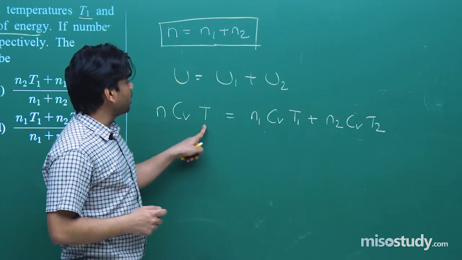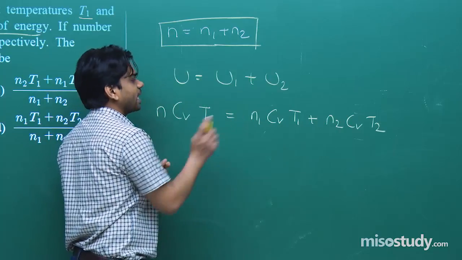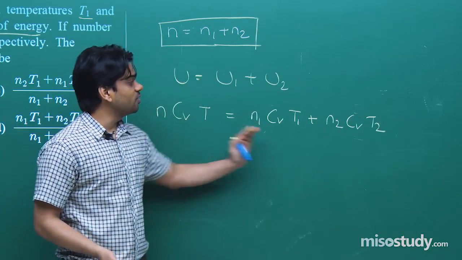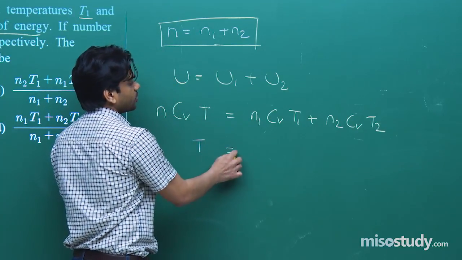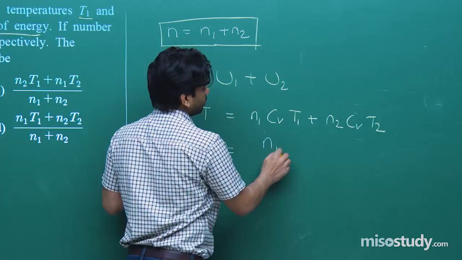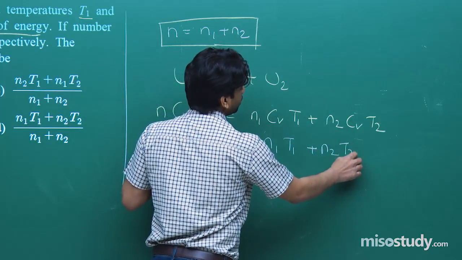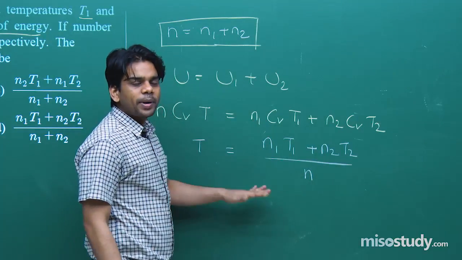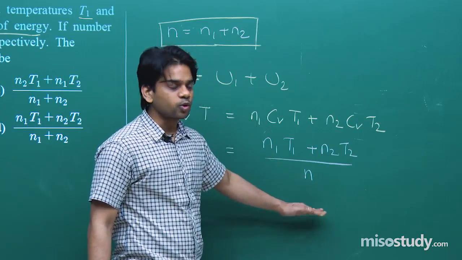We need to find out the value of T. How can we find it? CV will be cancelled out. For a monatomic gas, CV will be the same, so that's why I have used the same CV everywhere. So T will come out to be N1 T1 plus N2 T2 divided by the number of moles, that is N. Now before commenting on the further answer, take note till here so that I may write till the other end.